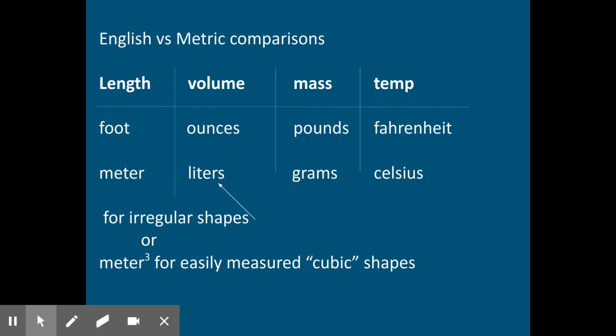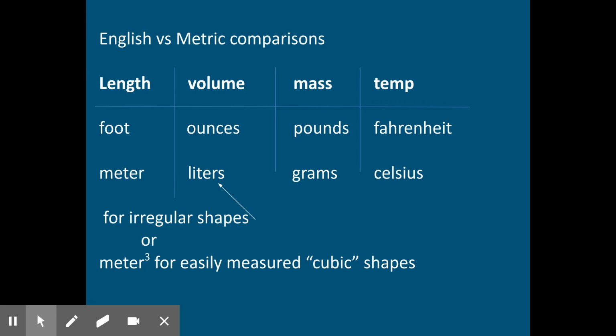Mass, we usually talk about pounds, and then in the metric system, grams. And temperature, Fahrenheit in the English, and in the metric system we have Celsius. Temperature is the only one where, once we're in Celsius, we typically don't convert to anything else within the metric system. But you'll also see as we start converting meters, liters, and grams, that's where we get kilometers, millimeters, things like that.